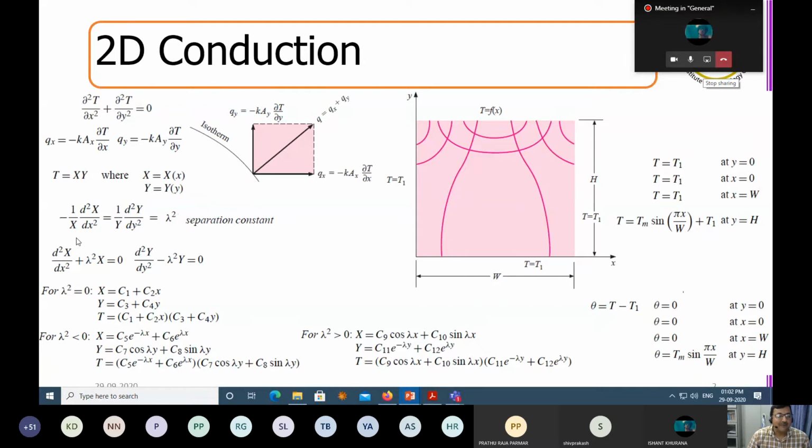Now, the moment you have d square X by dx square plus lambda square X equal to 0, and d square Y by dy square minus lambda square Y equal to 0. Now, if your separation constant lambda is 0, you can see that X equals c1 plus c2x, and Y equals c3 plus c4y. That means you have straight away a linear solution. What is temperature? T equals c1 plus c2x into c3 plus c4y.